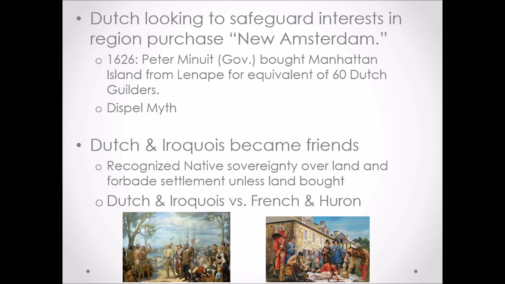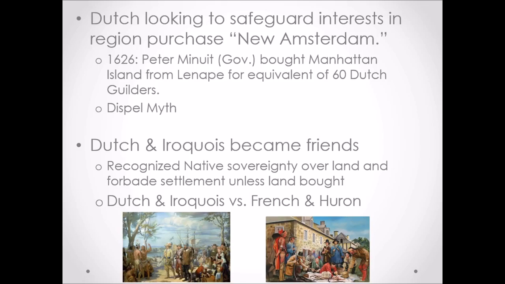For starters, it's not as small as people usually say. People say, oh, they traded $24 worth of trade goods and beads and things like that. It's not quite that simple. The deed has been lost, so we're not really sure exactly what went down here. But later in the writings, it comes down to 60 Dutch guilders.